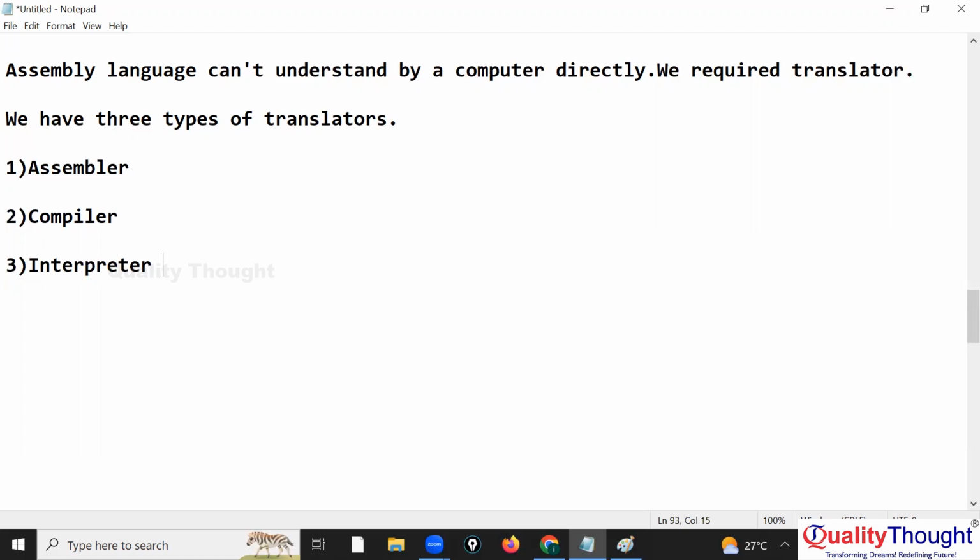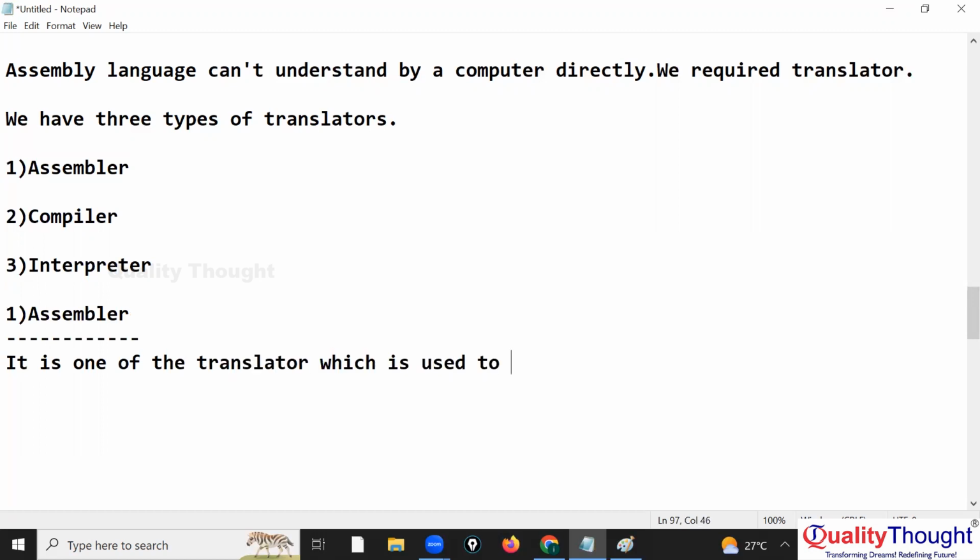So now the question will come, sir, assembly language cannot be understood by the computer? Yes. We require translator? Yes. Which translator, sir? Assembler. So assembly language uses which translator? Assembler. So what assembler will do, sir? What assembler will do? It is one of the translators which is used to convert assembly code to machine code.